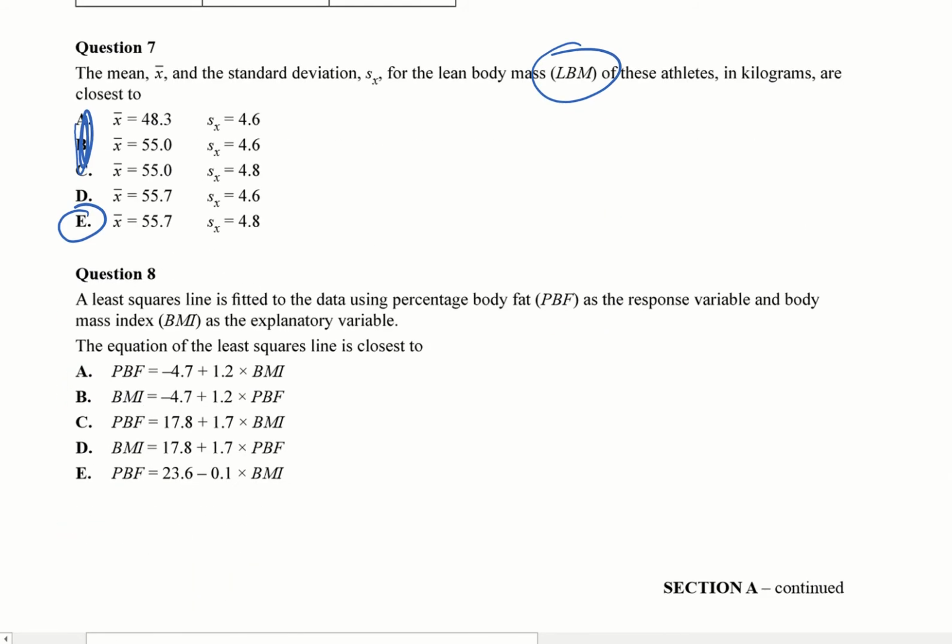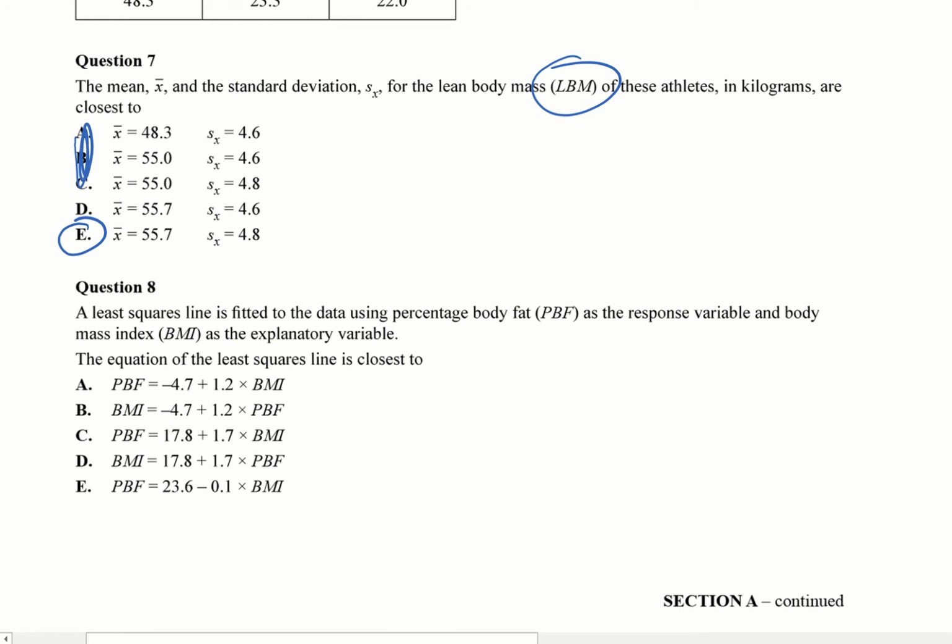All right, so this one here, where a least squares line is fitting data using percentage body fat as a response. That's your Y, and the body mass index as your explanatory variable, that's your X. For starters, you can cut some of these out just by what should be there. PBF needs to be in this part here. So if it's not, like B and D, they're out. So if your calculator's not working for some reason, you've cut it down by 40%.